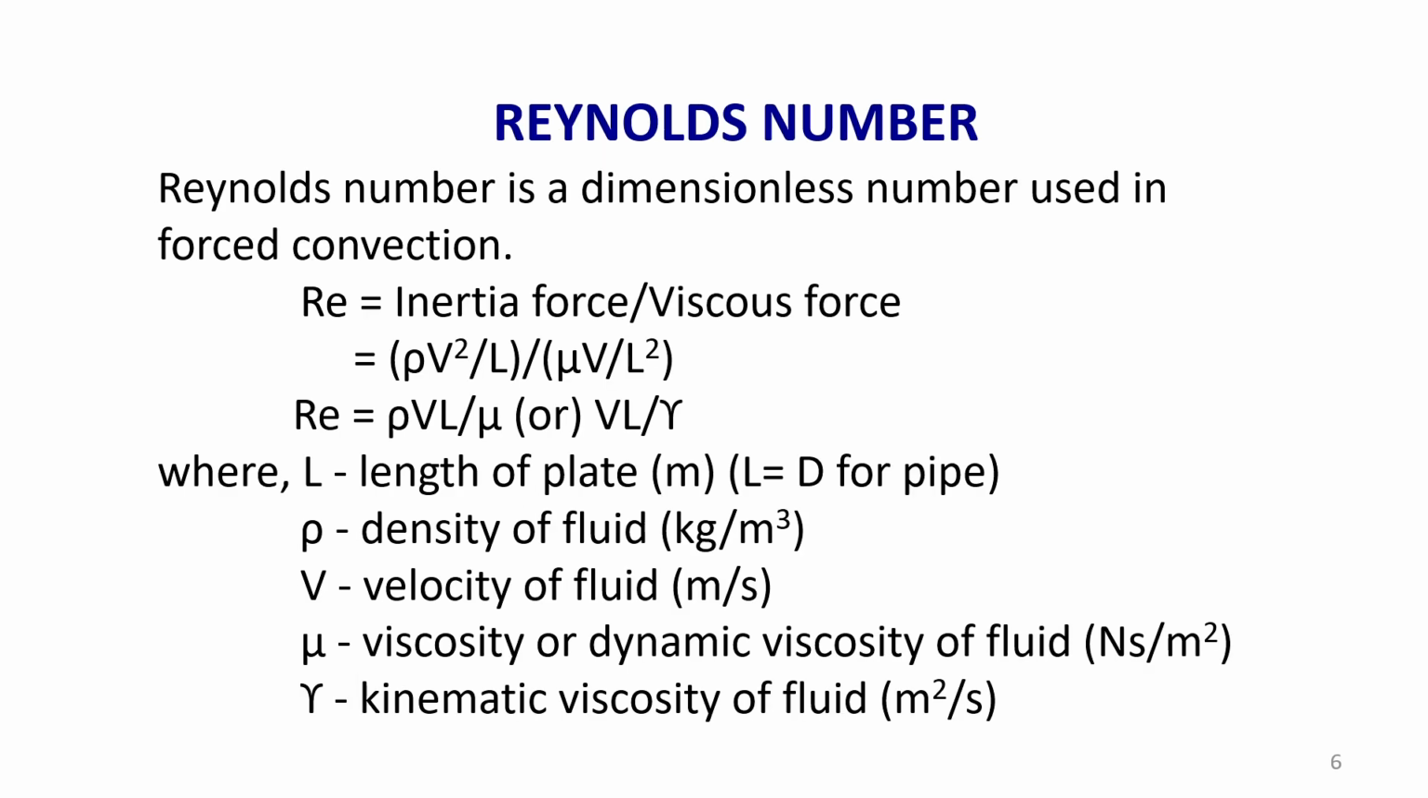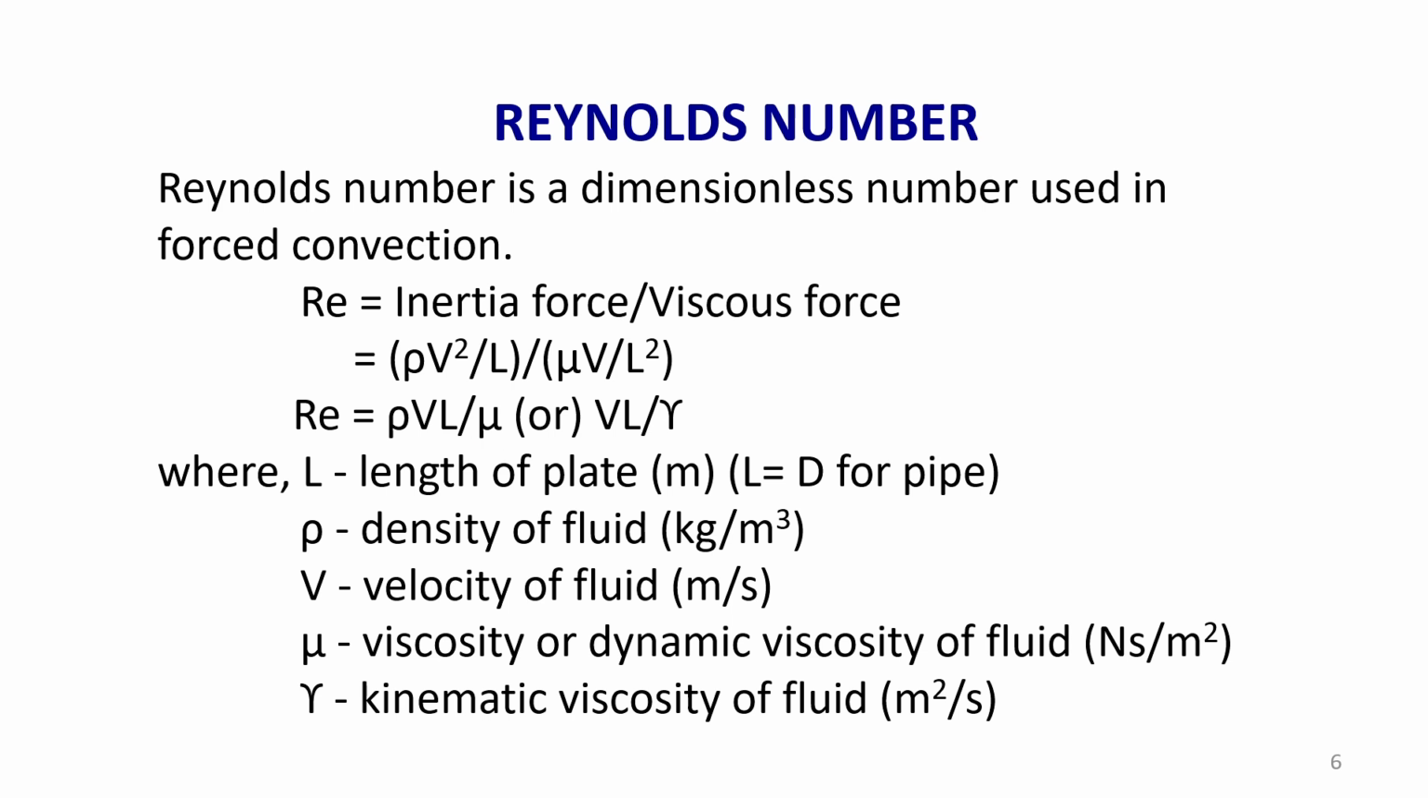There are two dimensionless numbers which we will be seeing in this lecture. The first one is the Reynolds number. This Reynolds number governs forced convection, because it is the number used in forced convection analysis. It is the ratio of inertia force to viscous force, which you might have already studied in fluid mechanics. If you substitute the formula, you get Reynolds number equal to rho V L by mu.